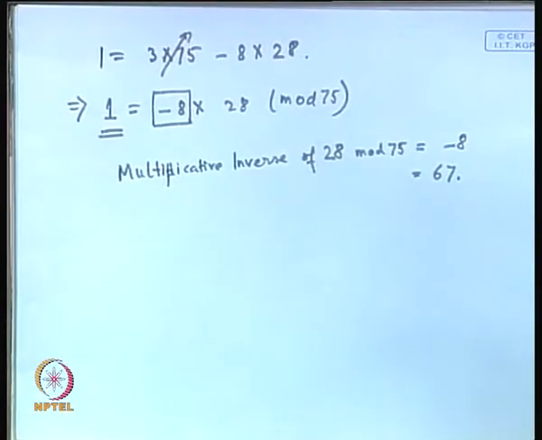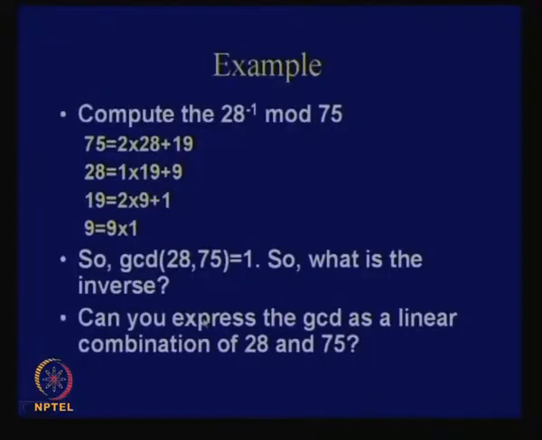So, therefore, what was the main objective? The main objective was that at each stage of the Euclidean algorithm, whatever remainder we were getting from the Euclidean algorithm, we were expressing that remainder as a linear combination of the starting two elements, that is the mod value, what you are doing modulo with, and the element for which you are interested in computing the multiplicative inverse, right, and that is the main working principle. So, therefore, the main question is that can you express the GCD as a linear combination of 28 and 75.